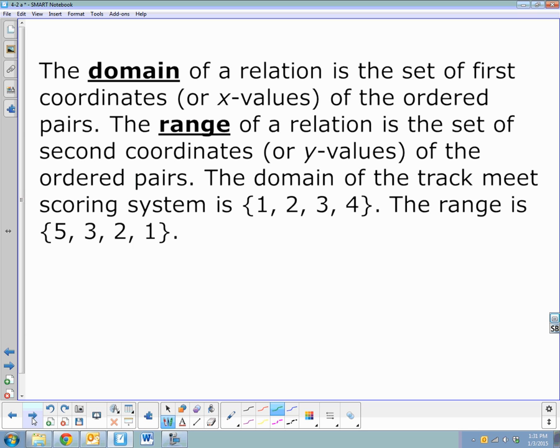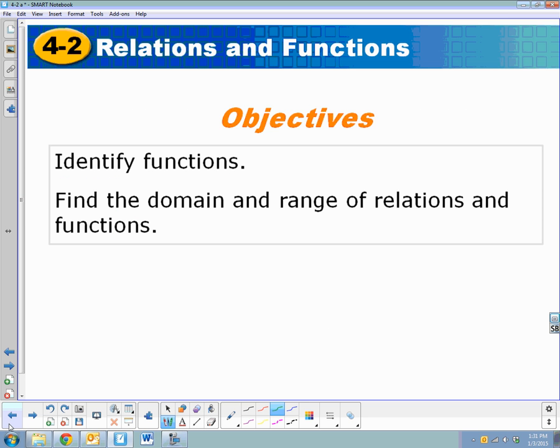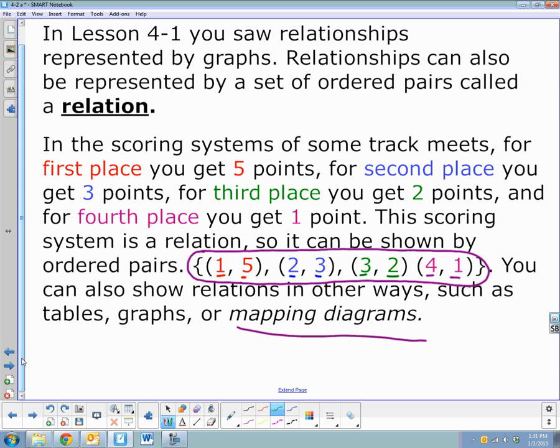So for the track meet, we'll go back here. The track meet, here it is. We had this set of ordered pairs where 1 went in, 5 went out.